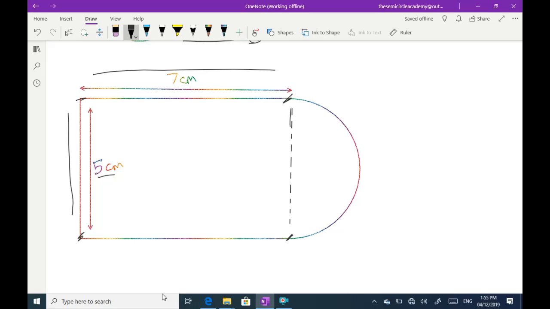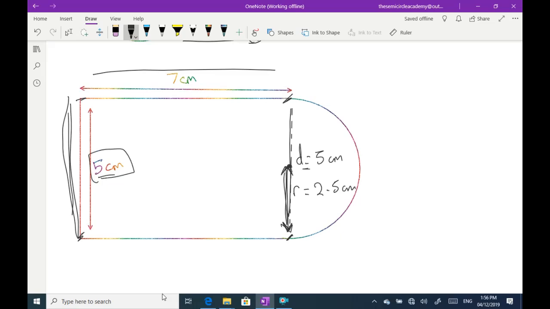So therefore, the diameter of this circle would be 5 centimeters, and we could reason that the radius would be half of 5 centimeters, which is 2.5 centimeters. So from the center of the circle, this radius here is 2.5 centimeters. We would have to use our knowledge to know that this distance looks to be the same as this distance. So I could use this 5 as the diameter of the circle and therefore find my radius, right?